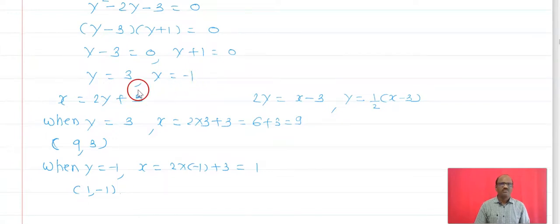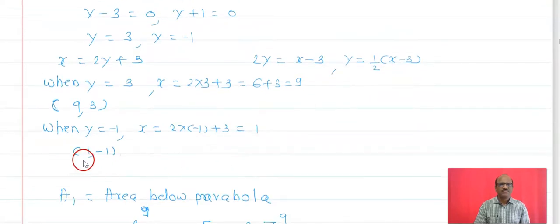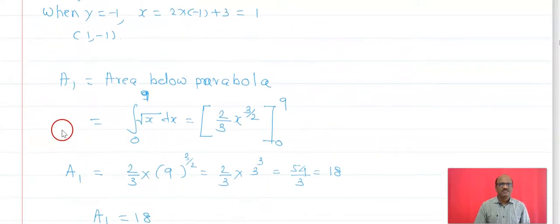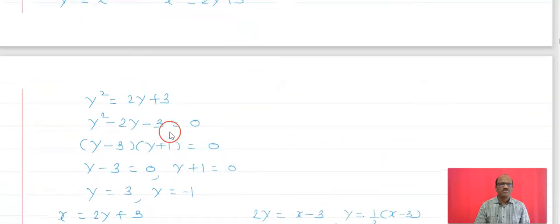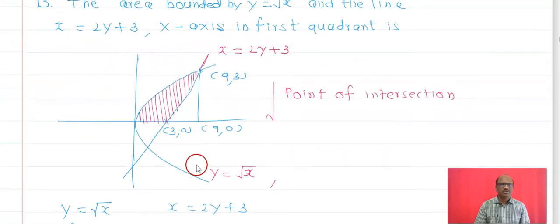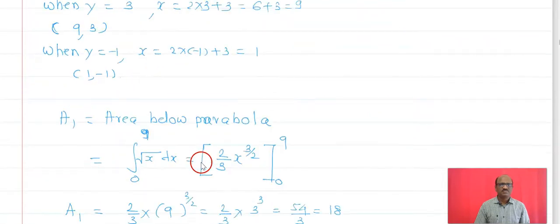Now find the value of x. x is equal to 2y plus 3. Substitute y is equal to 3, then you will get the value of x is 9. For y is equal to minus 1, the value of x is 1. Therefore, the points are (9, 3) and (1, minus 1). Therefore, the area below the parabola, now see this figure, the area below the parabola, where the value of x varies from 0 to 9, of root x dx.